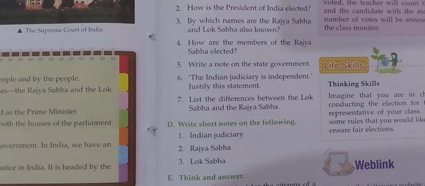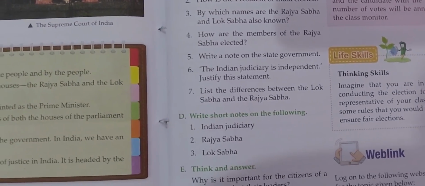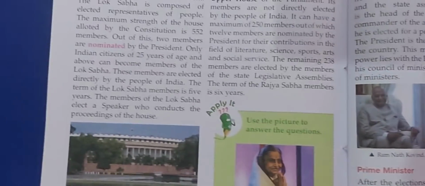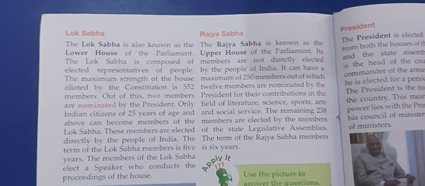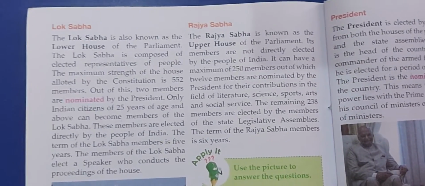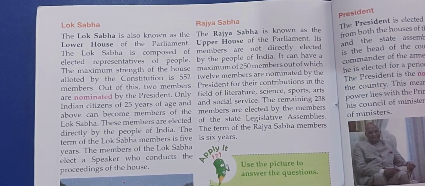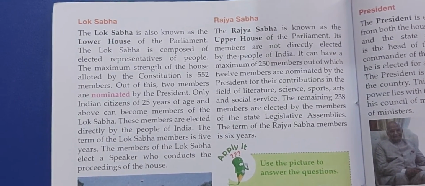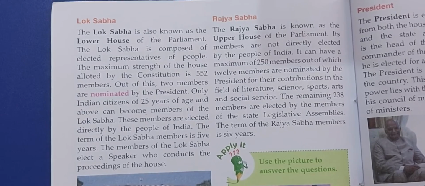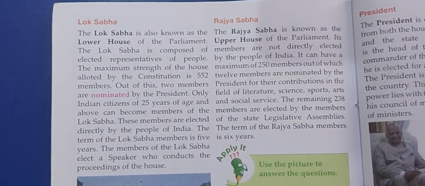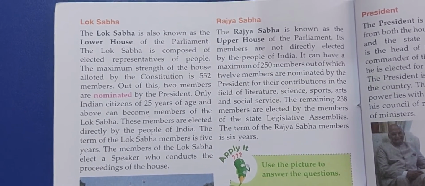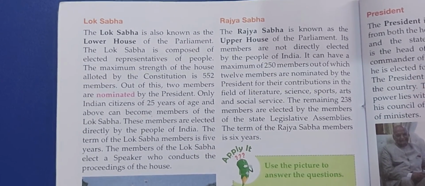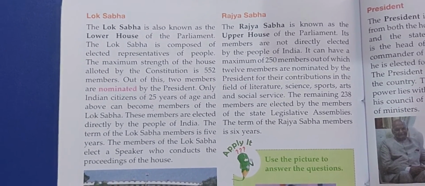Last question, list the differences between the Lok Sabha and Rajya Sabha. For this again you have to go to page number 116. You can choose the numbers, you can choose the names of their houses, and you can choose the differences, such as how many people are selected by the president in Lok Sabha and how many are selected by the president in Rajya Sabha. These kinds of differences you can mention in your work.